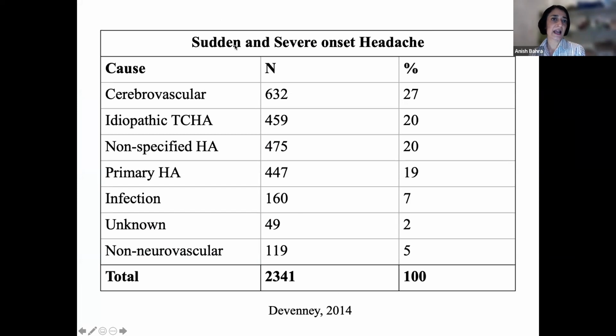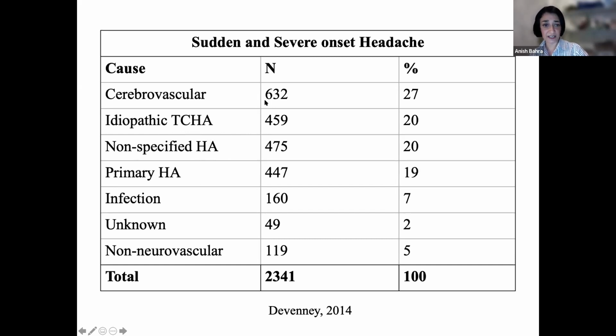This is looking at thunderclap headache, all causes. Cerebrovascular is your biggest group, so that will get your subarachnoids, but thunderclap headache can present with other precipitating pathologies. A large proportion is idiopathic. This non-specified headache group is just looking at papers where a neurologist made a diagnosis, and admittedly a lot of these papers will be old, but it's slightly mortifying that this is a neurology diagnosis of non-specific headache.